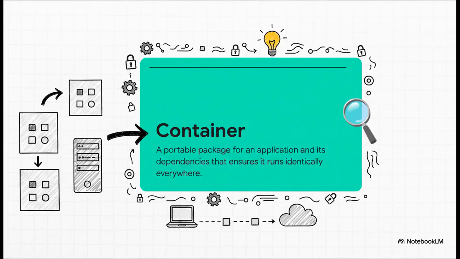Let's start with containers. These things solve one of the oldest, most annoying headaches in software development, the "it works on my machine" problem. A container basically shrink wraps an application and everything it needs to run into one tidy, portable package. This means it's guaranteed to run the exact same way every time, everywhere, whether that's a developer's laptop or a giant production server in the cloud.